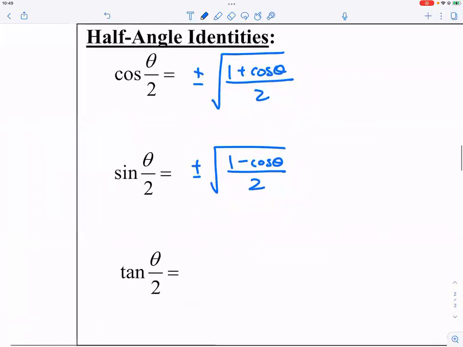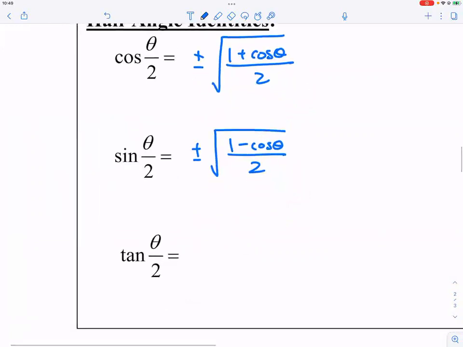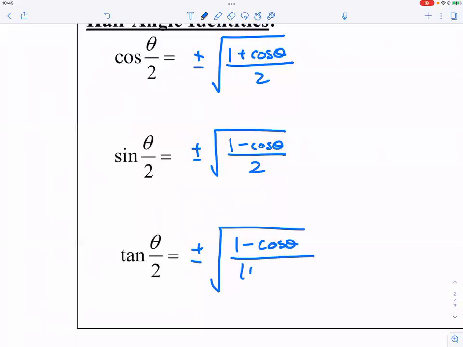And what do we know about tangent? Tangent is what? In terms of sine and cosine, tangent is sine over cosine. If you put sine over cosine, well, the denominator 2 would actually be canceled out. So you have this.